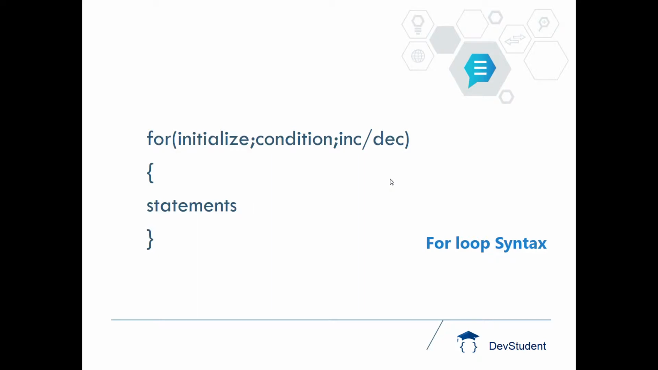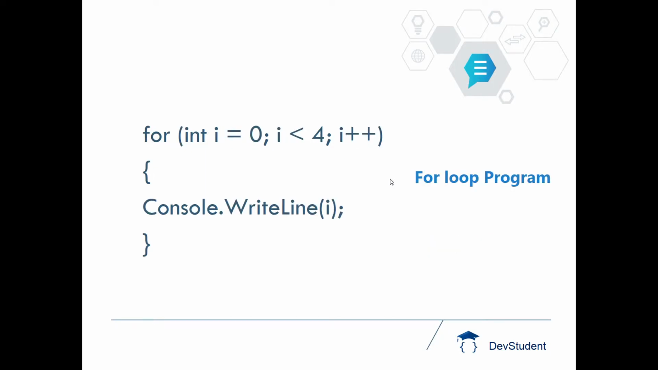This is the for loop syntax: for, initialization semicolon, condition semicolon, increment or decrement. Inside the for loop, you can write some statements. They go inside the curly braces. So the code looks like this.